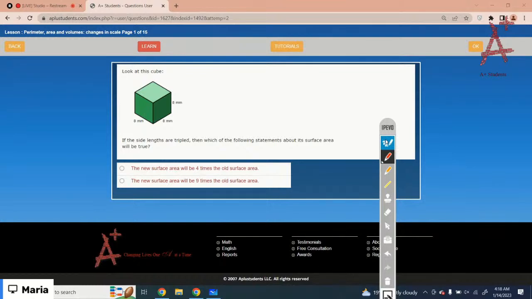Okay, the surface area of the original cube is 6 times a square. Got it? The a is 8. Okay, if the side lengths are tripled, that means you have to multiply all the side lengths by 3. It would be 3a square. Got it? 3 times 3 is 9. It will be 9a square. 9 times 6 is 54. Got it?